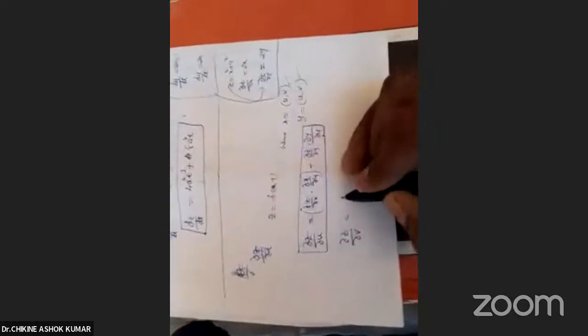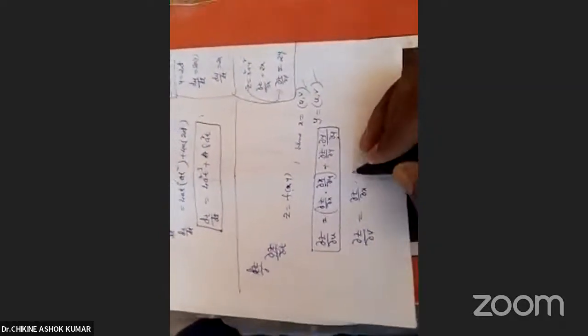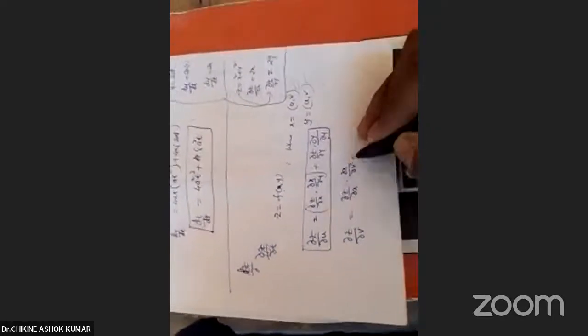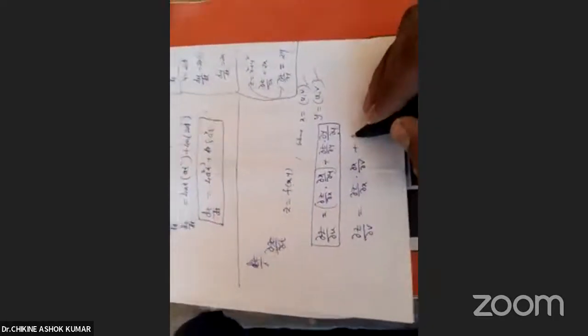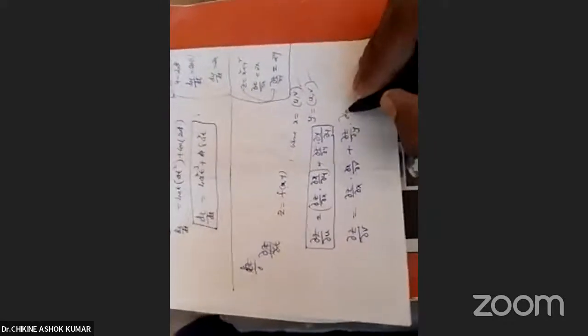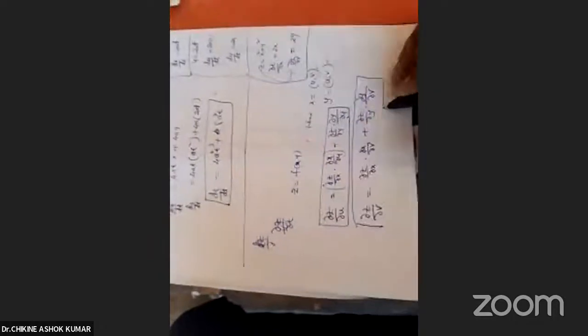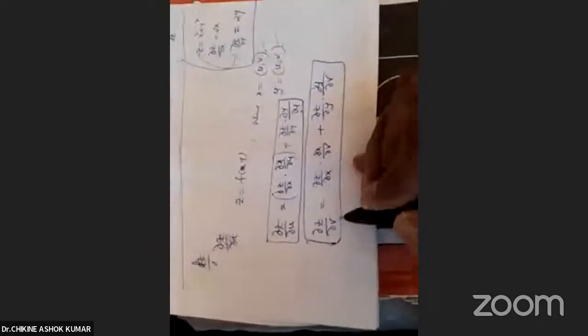Similarly, we have one more independent variable, v. Dou z by dou x into dou x by dou v, plus with respect to y, dou z by dou y into dou y by dou v. This is the total partial derivative of z with respect to v.